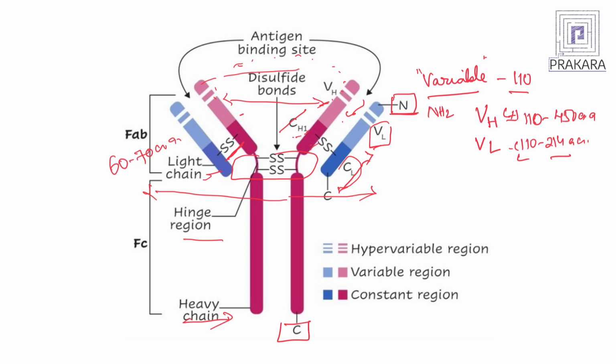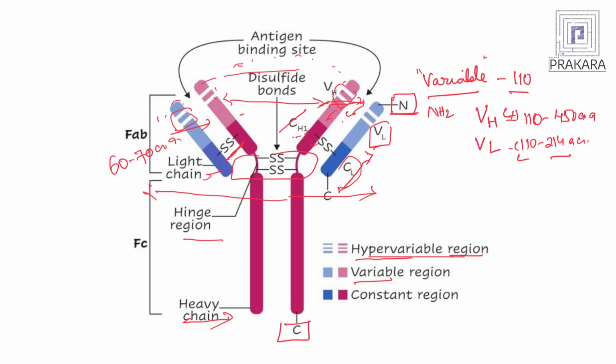Before that, we should see what the hypervariable regions are. These are your variable regions, whereas the hypervariable regions are these 3 different lines, 3 different variations you are seeing. Hypervariable regions are small areas present in both your light chain and your heavy chain, but the difference is that there is variability among these chains.